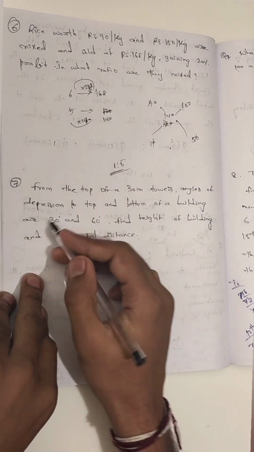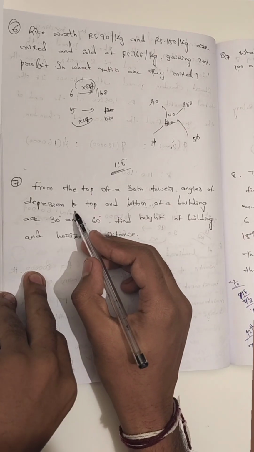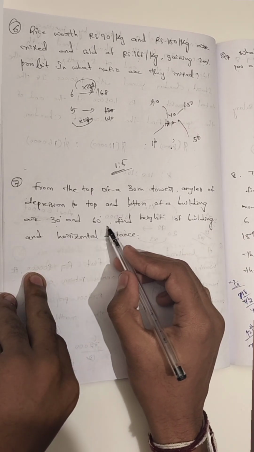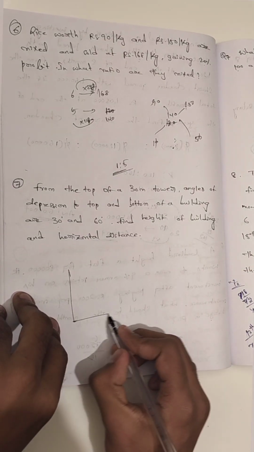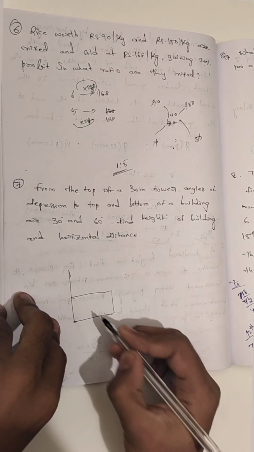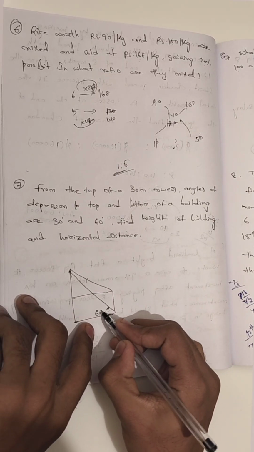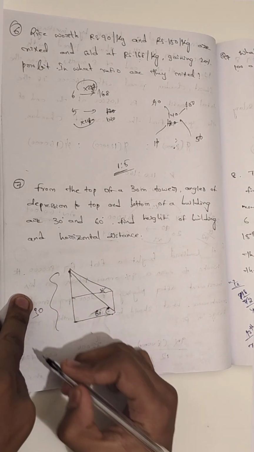Cancelling the zeros here. From the top of the 330 meters tower, the angles of depression to the top and the bottom of the building are 30 degrees and 60 degrees. Find the height of the building and the horizontal distance. I am going to draw the picture for this. Okay, here it is 60 degrees, here it is 30 degrees. They are given it is 30.